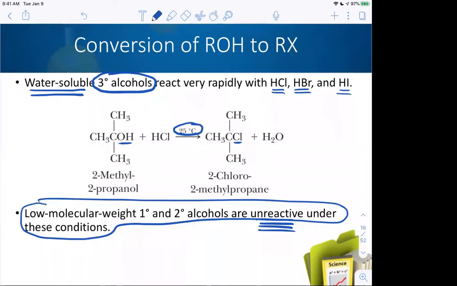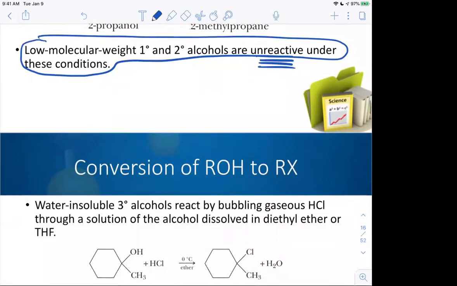I actually go through the tertiary carbocation. The hydrogen will protonate. That water will leave to give me the tertiary carbocation, and then the Cl is going to come in and actually form that nucleophilic bond. So because my tertiary carbocations are so stable, these tertiary alcohols are going to be able to do this. The low molecular weight primary and secondary alcohols are not, because those carbocations are not very stable.